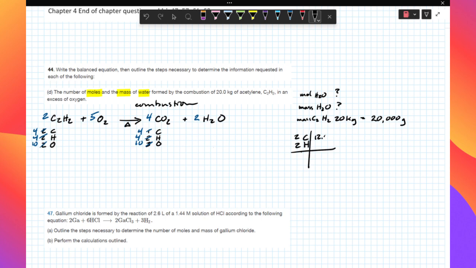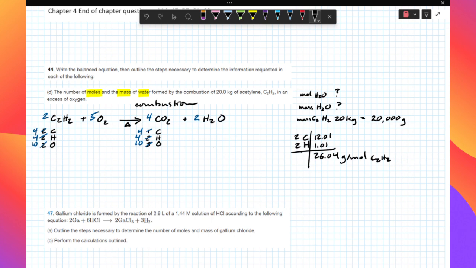Our mass of carbon is 12.01 grams per mole. Hydrogen is 1.01 grams per mole. Grab your scientific calculator. So the quantity 2 times 12.01 plus 2 times 1.01 gives us a mass of 26.04 grams per mole of acetylene.